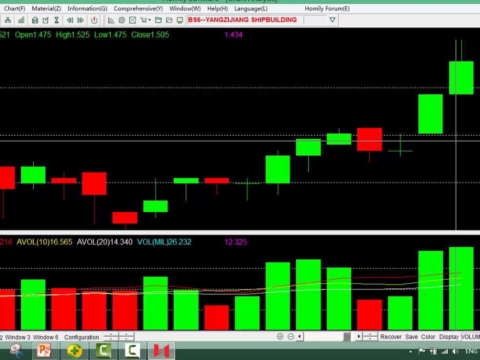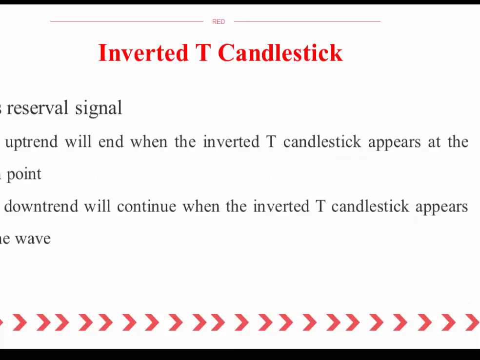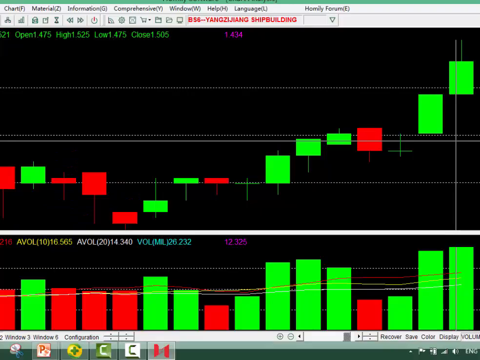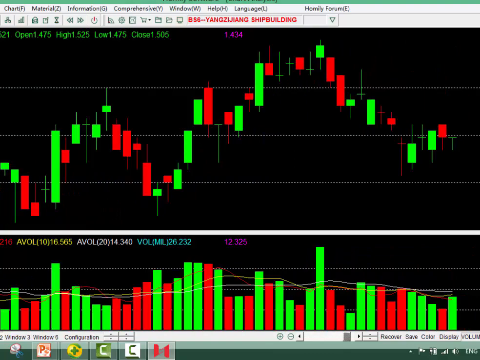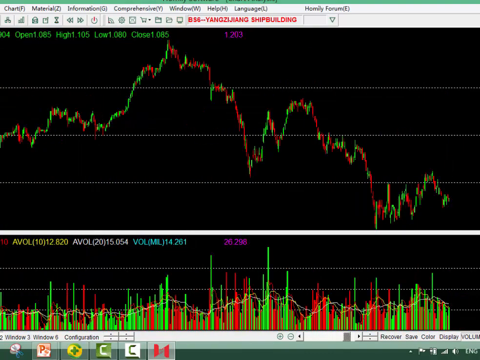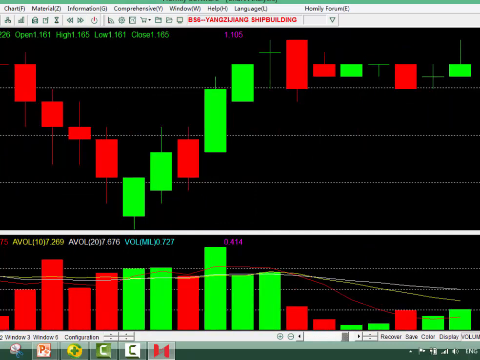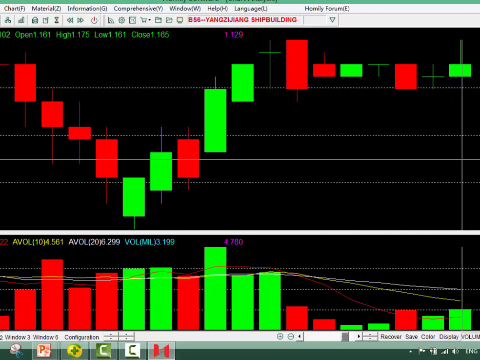Inverted T candlestick or not? This one. Can we confirm that this is the inverted T candlestick? Yes or no? Okay, let's review the report. Then we can see another one. Yes or not? Whether this is an inverted T candlestick or not? If you see the body, and you can see the shadow, the length of the shadow is double the candlestick body. So you can confirm.